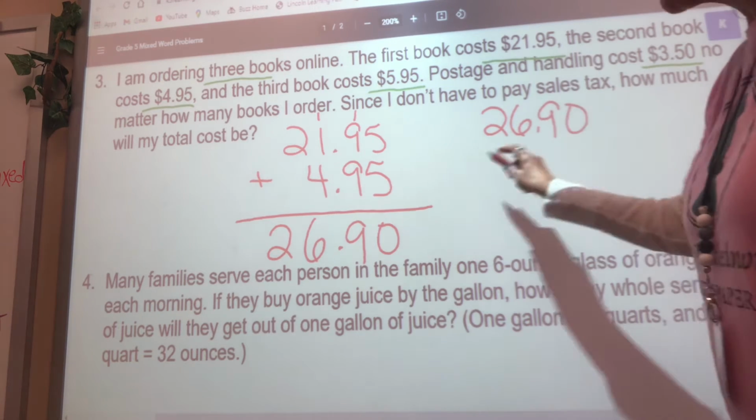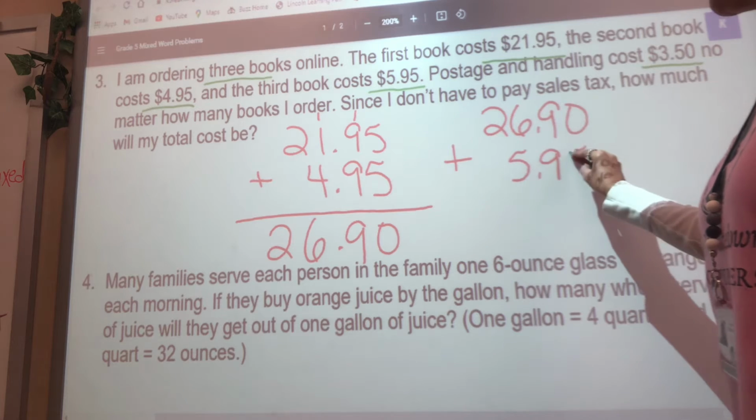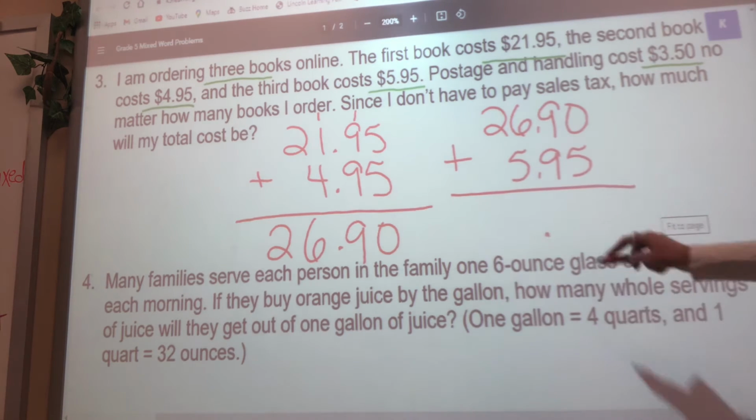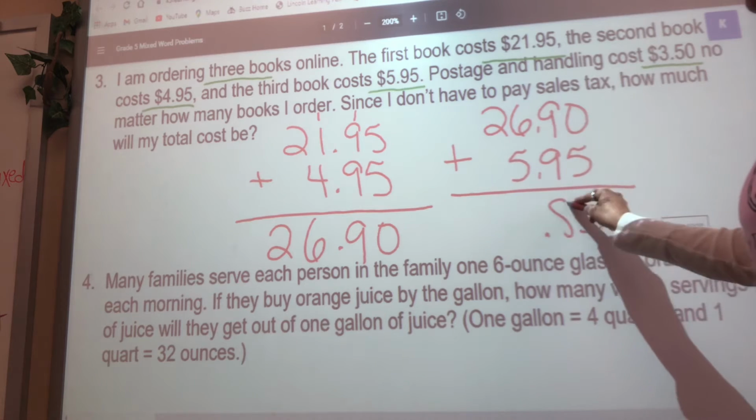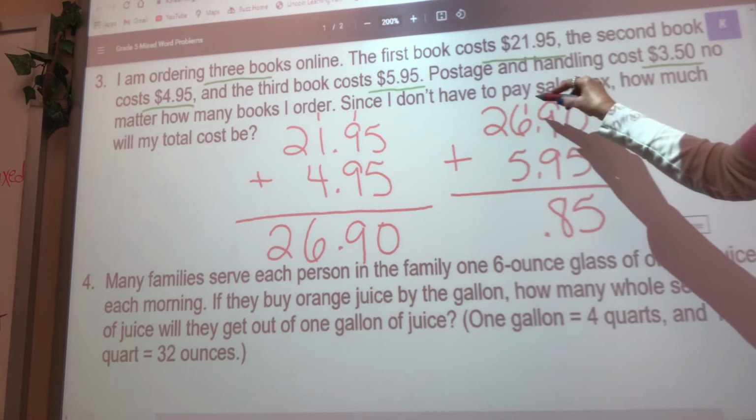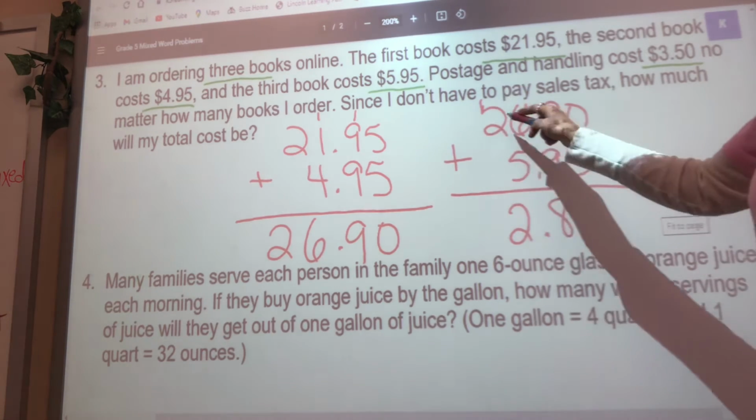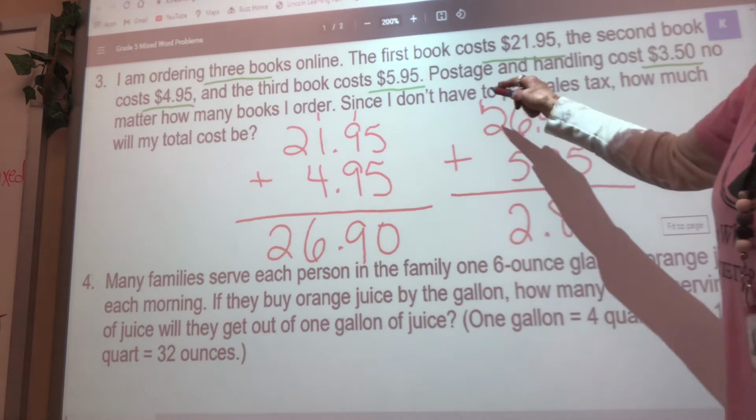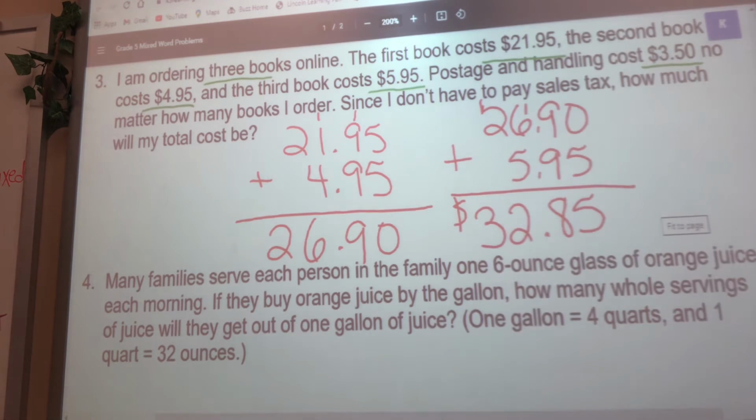Okay, so what we just calculated, plus another $5.95. 0 plus 5 is 5. 9 plus 9 is 18, carry the 1. 6 plus 5 is 11, plus the 1 we carried is 12, carry the 1. 2 plus nothing is 2, plus the 1 that we carried is 3. So right now, I'm up to $32.85, but I still have to pay shipping.